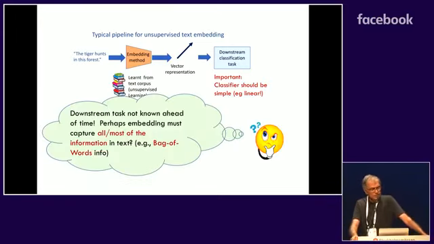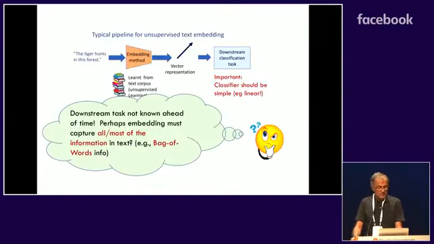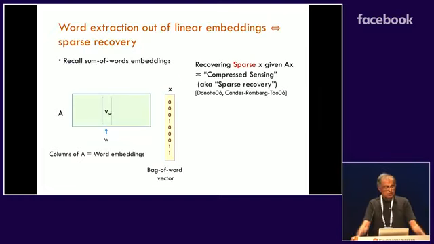So it's analogous to what I was saying earlier. The downstream task is not known ahead of time, so maybe the embedding must capture all or most of the information in the text, right? For instance, bag of words information, because you don't know the downstream task, and it's a completely unsupervised method. So we try to test that hypothesis.